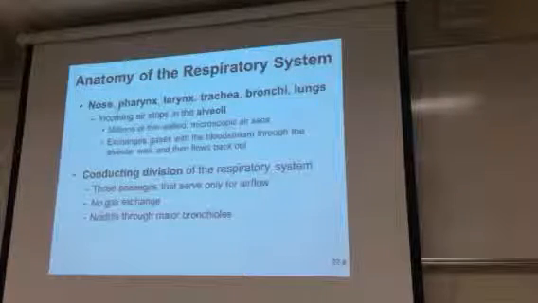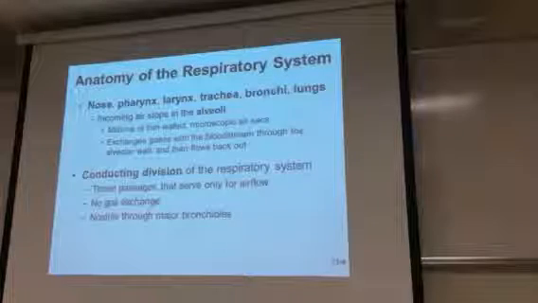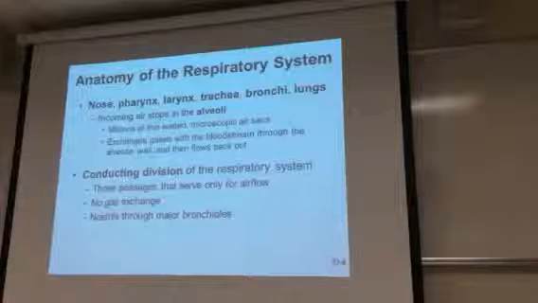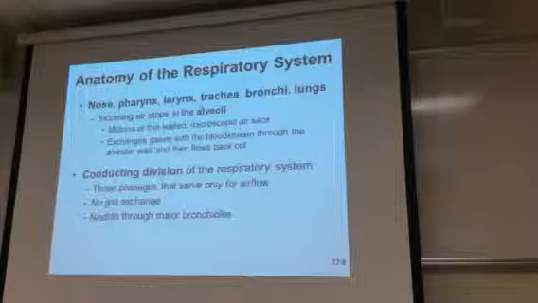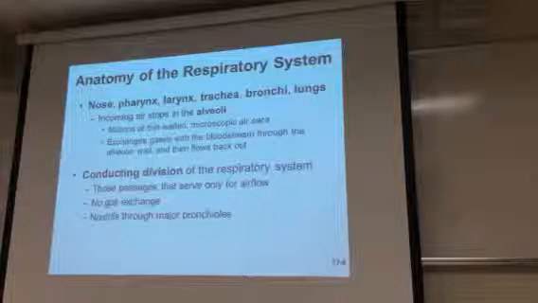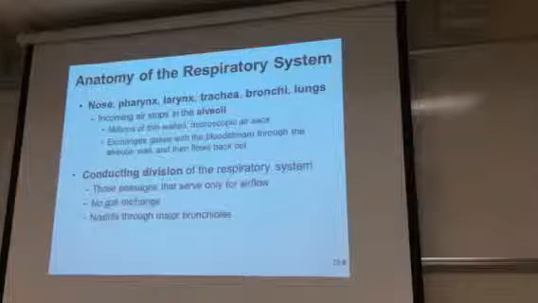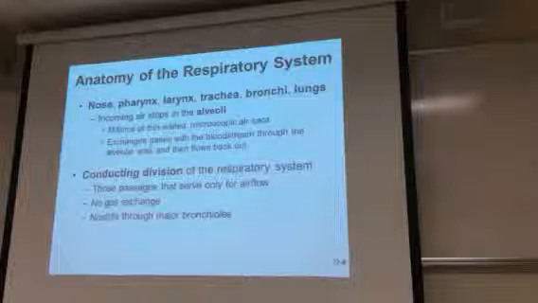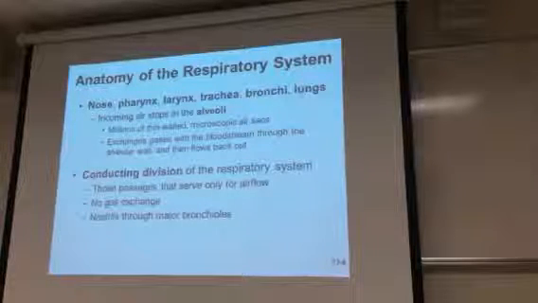Now, the nose, the pharynx, the larynx, the trachea, the bronchi, and lungs. Incoming air stops in the alveoli. Alveoli, remember I told you way back when, look like little grape-like pockets. That's where there's gas exchange between oxygen and CO2. Millions of thin-walled microscopic air sacs exchange gases with the bloodstream through the alveolar walls, and then it flows back. That usually happens in these areas.